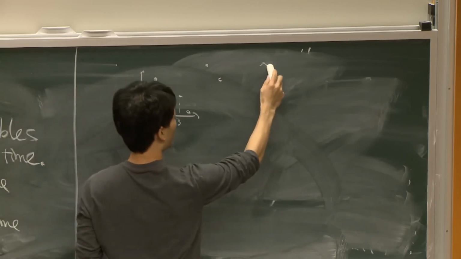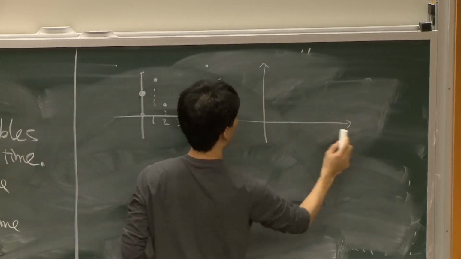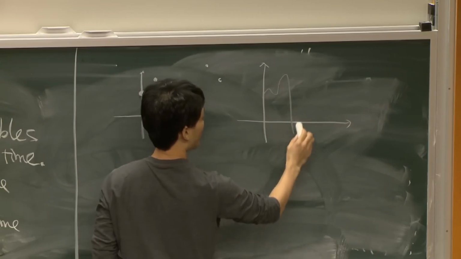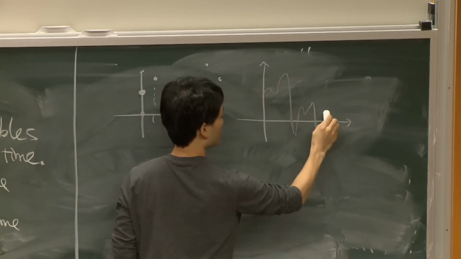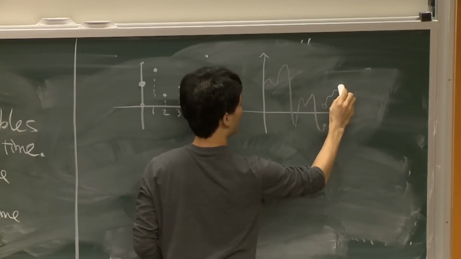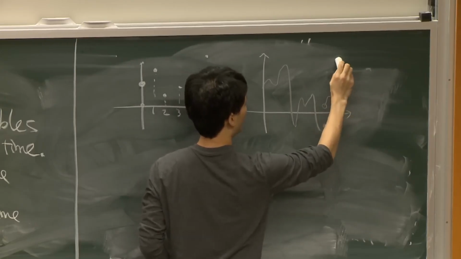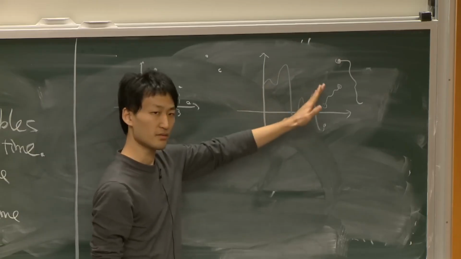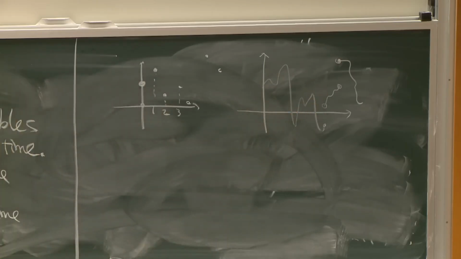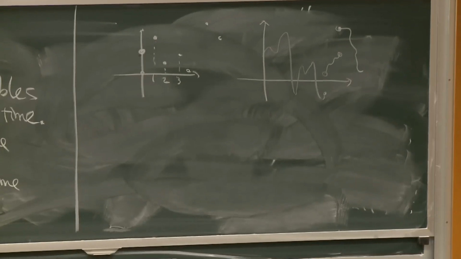And then a continuous time random variable, continuous time stochastic process can be something like that. And it doesn't have to be continuous. So it can jump, and it can jump, and so on. And all these values are random values. Okay? So that's just a very informal description.